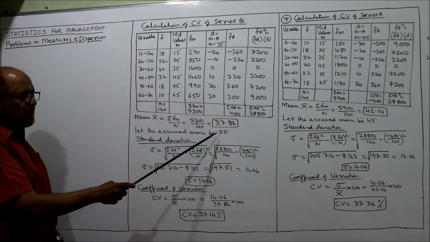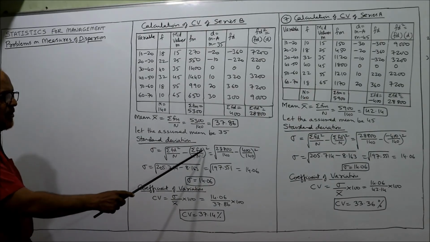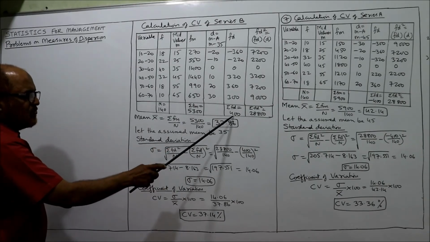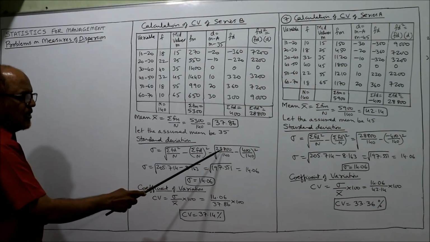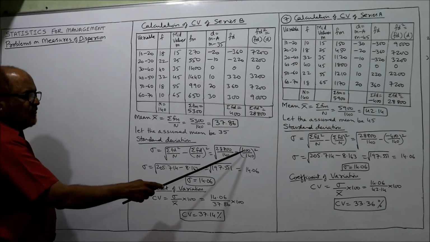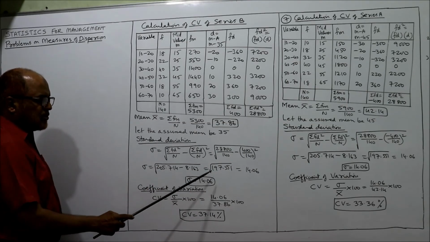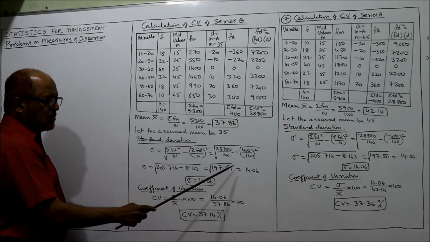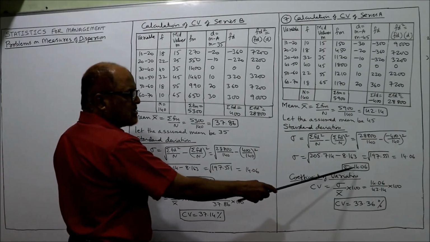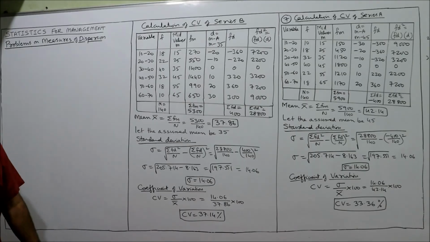When the deviations are taken from assumed mean, the formula is summation FD square by n minus summation FD by n whole square. Same value is 28,800 divided by 140 minus 400 divided by 140 whole square. So 28,800 divided by 140 you will get 205.714. And 400 divided by 140 square you will get 8.163. Subtract, you will get 197.551 under root. So 14.06. Here also we got standard deviation 14.06. No change in standard deviation.